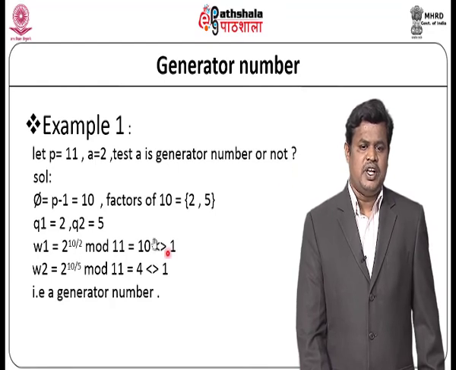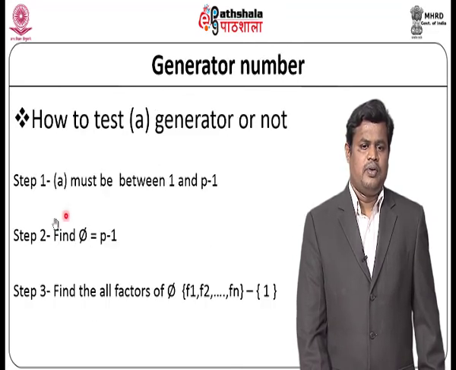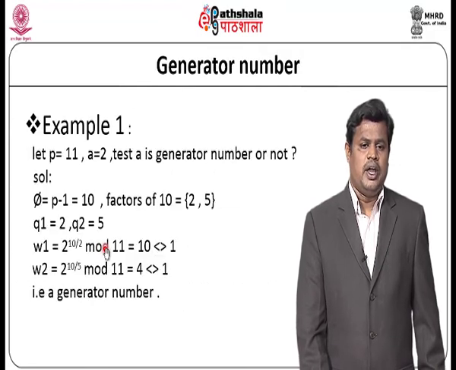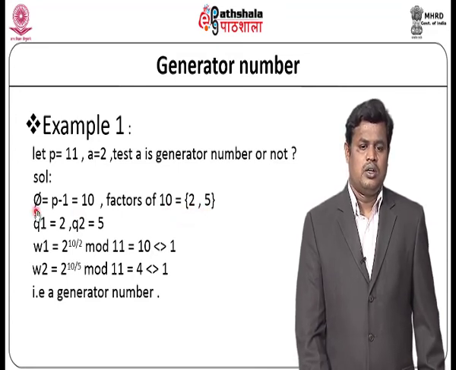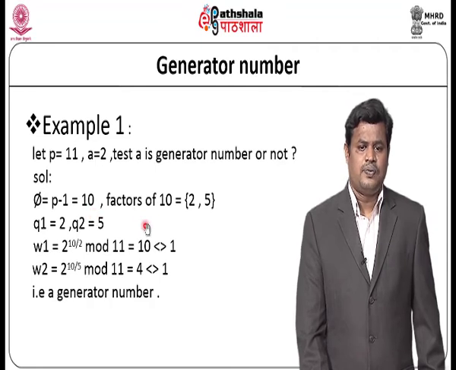Based on the previous step, I need to find phi of p, that is p minus 1, which is the second step. So here phi of p is 10, and the factors of 10 are 2 comma 5. We can apply Euler's totient function, or Euler's phi function, to find the factors of 10. So we got 2 and 5. Now we have q1 is equal to 2, q2 is equal to 5.